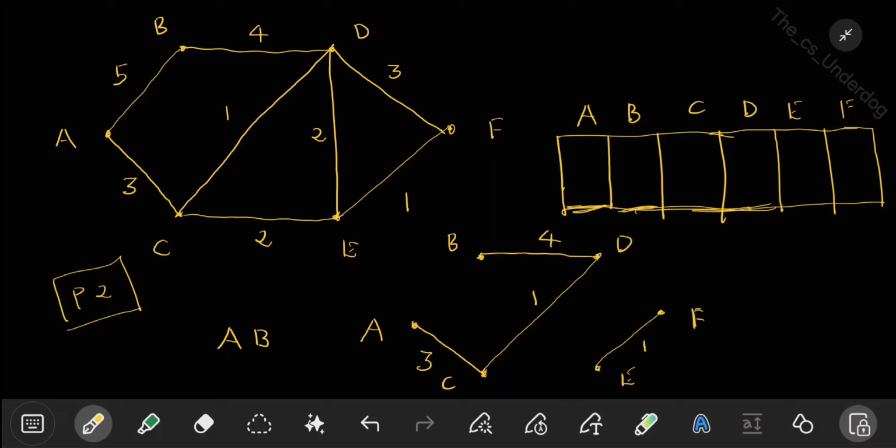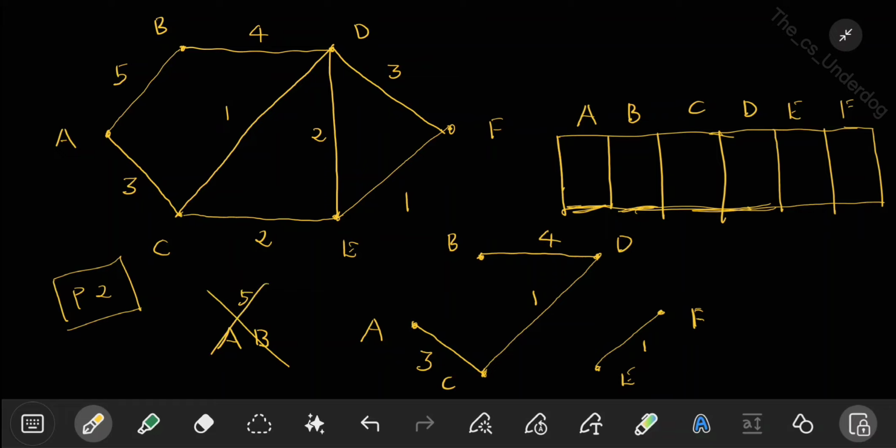It is having value 5. So in phase 1, we ignored this edge. In phase 2, what happens? In phase 2, when you see AB, if you add AB here, it will form a cycle with the existing MST. Because of that, AB won't be considered while you are adding at all.